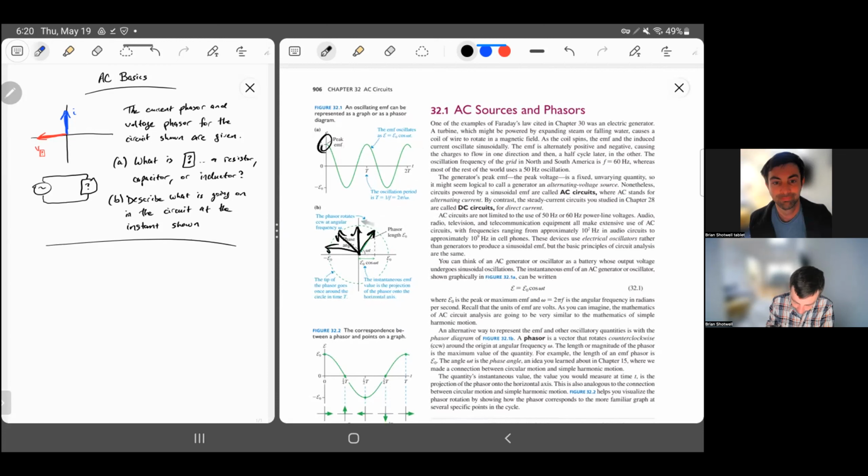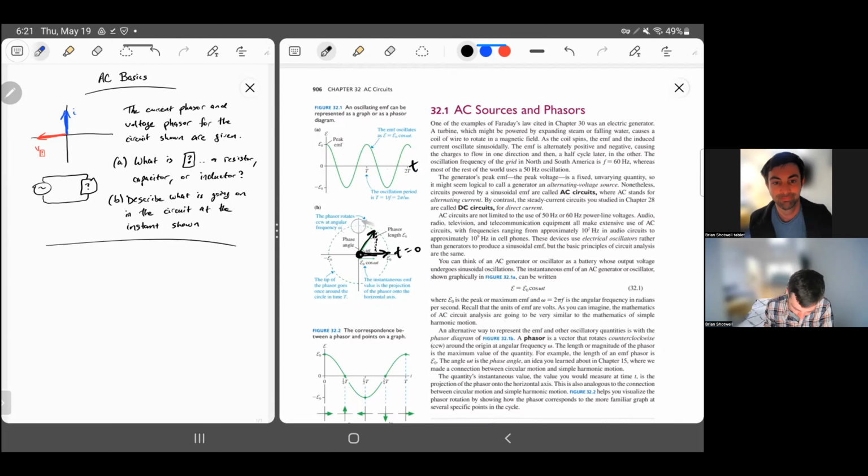So it looks like right here at t equals 0, the thing had peak EMF. So that means that this phasor started out right here. This was where the phasor was at t equals 0. So the way we read this graph is you take the tip of the arrow. The base of the arrow is always at the origin. You take the tip of the arrow and then you project it onto the horizontal. And that's the value of your function at that time.